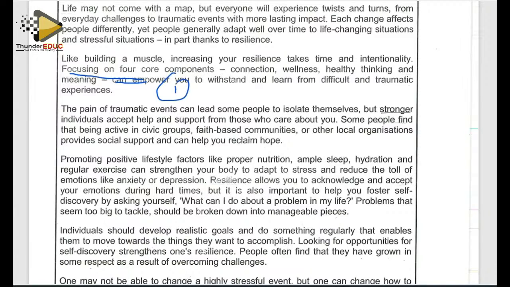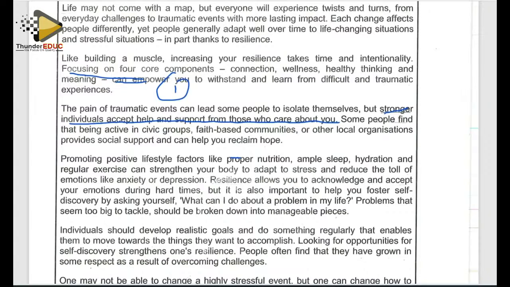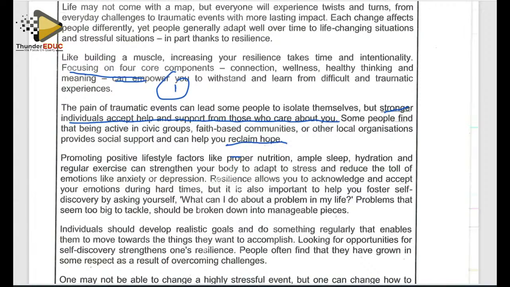The pain of traumatic events can lead some people to isolate themselves, but stronger individuals accept help and support from those who care about you. Some people find that being active in civic groups, faith-based communities, or other local organizations provides social support and can help you reclaim your hope. I believe our point is stronger individuals accept help and support from those who care about you. And as a result, it can help you reclaim your hope. So these are the relevant points in that third paragraph.